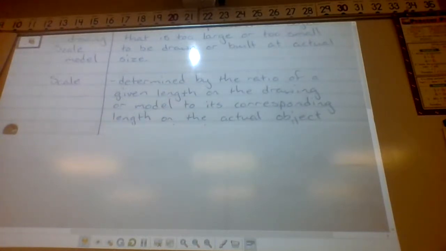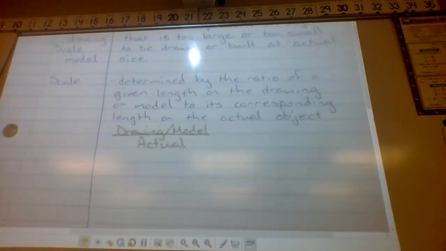So the key to remember from this one, and I will admit I have forgotten this several times and have to remind myself every single year: you want the drawing or the model over the actual. So the drawing or the model over the actual.